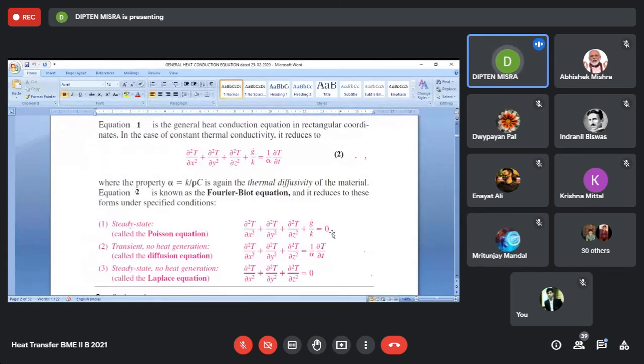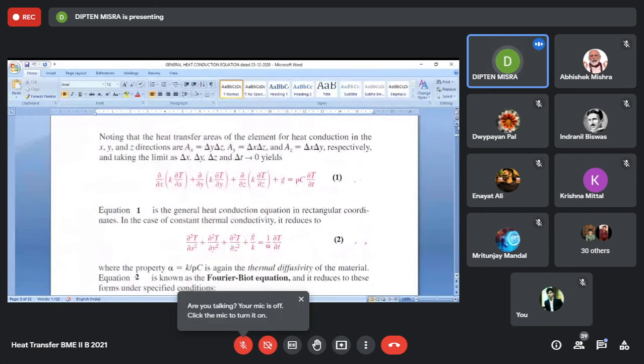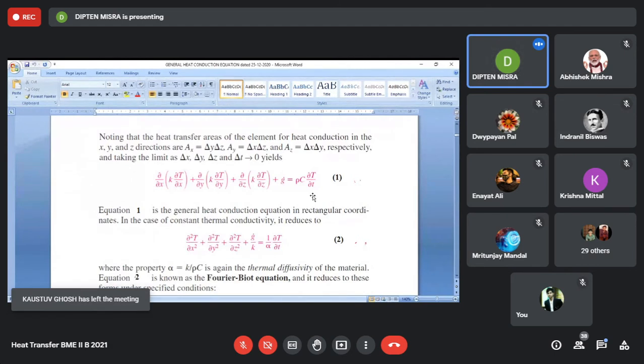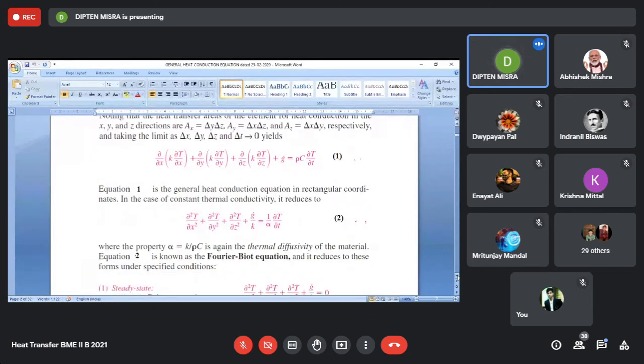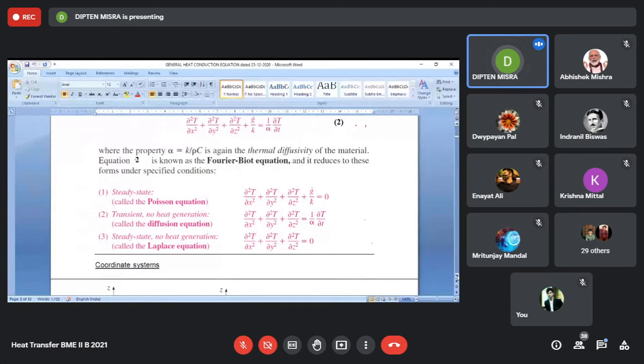Remember, always we start with that general equation: del/del x of k del T/del x plus del/del y of k del T/del y plus del/del z of k del T/del z. This is a more general form of the equation, except that here there is a simplification, that we are assuming k is direction independent, so it is isotropic. And then if we apply those things, for constant conductivity k will come out, and for steady state del T by del time will go out.